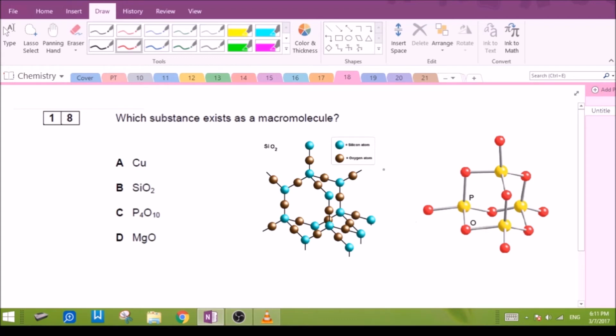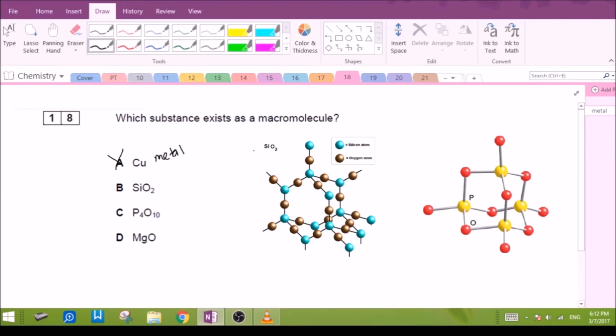Now, you do not have these diagrams in your paper. I've searched for it and put them here just for easy reference. You have to find out which substance is a macromolecule. So copper itself is a giant metallic structure, so it's a metal, not a covalent structure, so that's out.